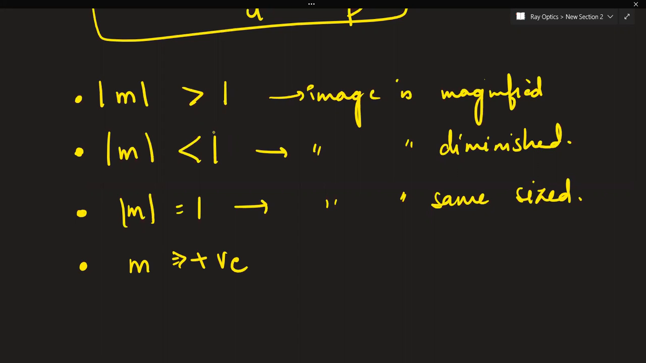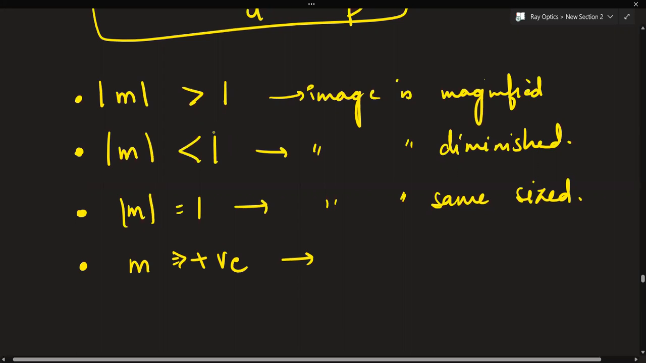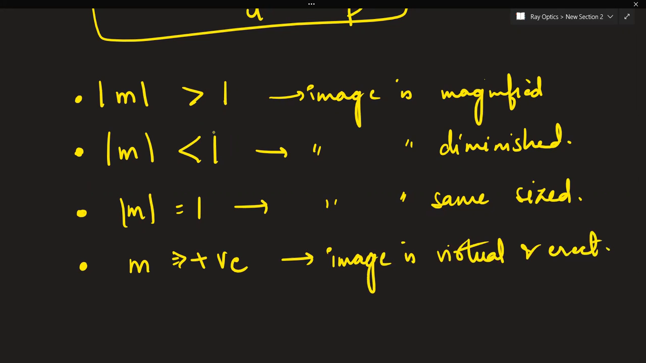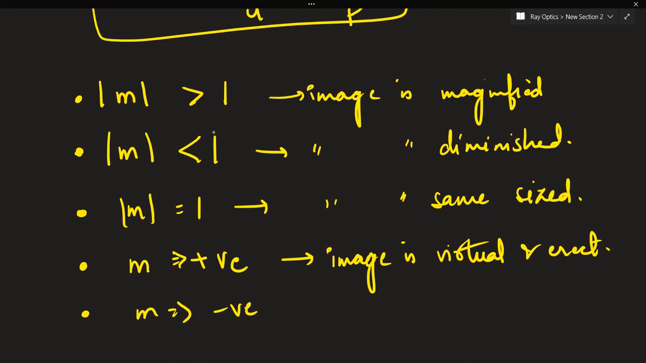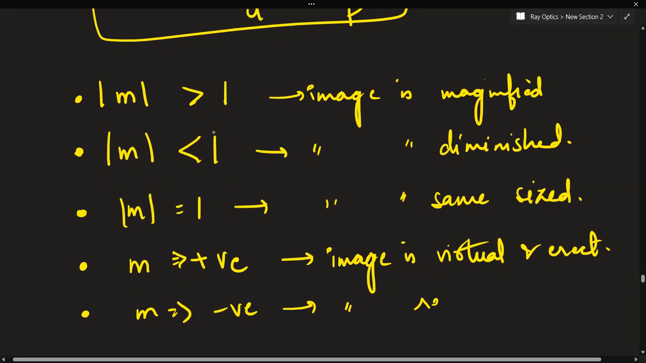One more thing, if m is positive, for example +5, +4, +0.1, +3, it means the image is virtual and erect. If your m is negative, then, unless the image is above the principal axis, only then will you get a virtual and erect image. Above the principal axis, the sign convention is positive. Below the principal axis, it is negative. So the image will be real and inverted.